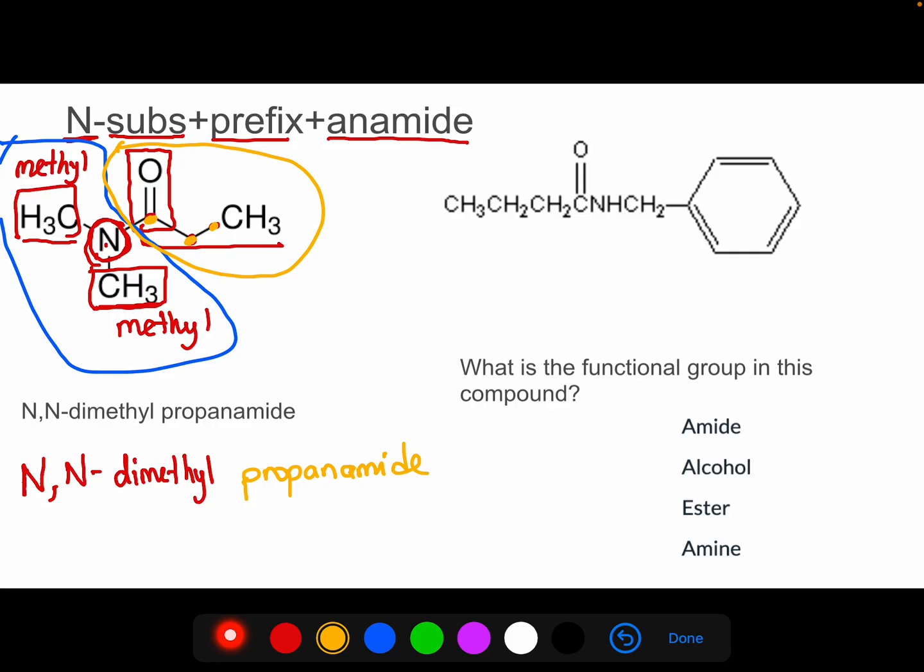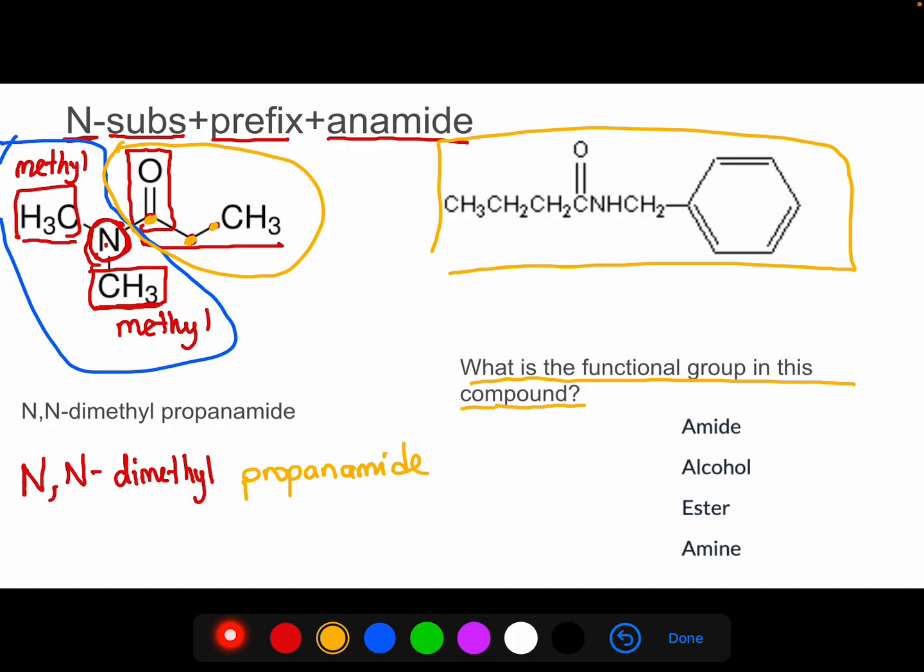Okay, N,N-dimethylpropanamide. This could be very similar to your exam question or Cengage question, but it is not asking the name of the compound. It's asking what's the functional group in this compound. So in the exam, you're going to have a lot of those questions. They will ask you to recognize the functional group.